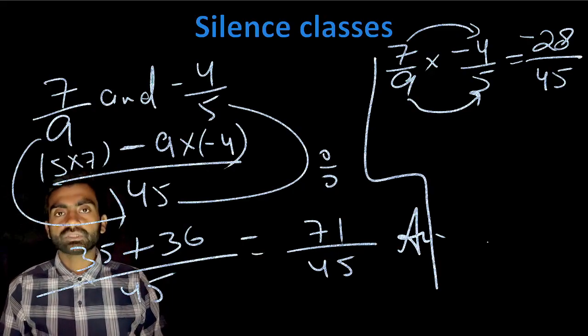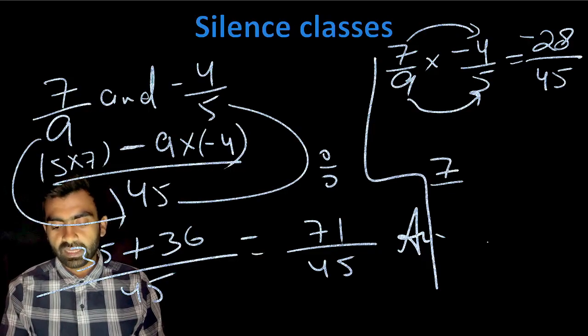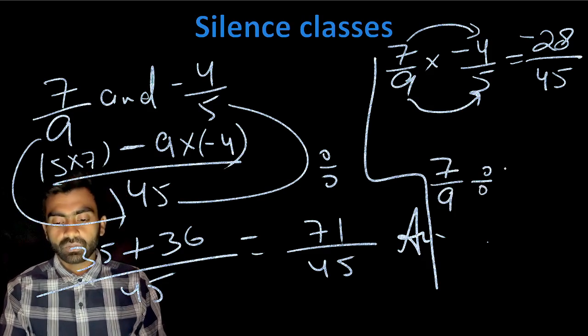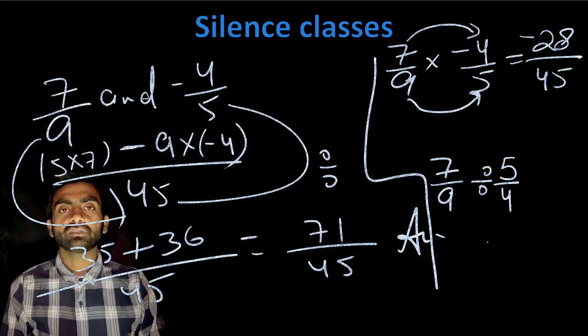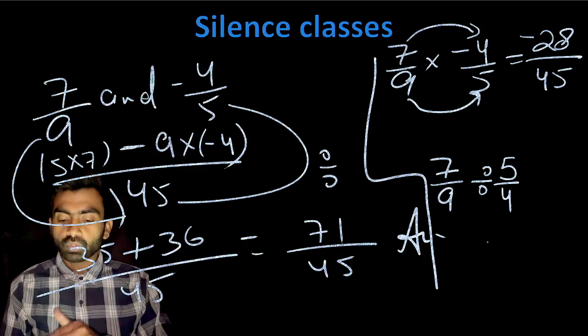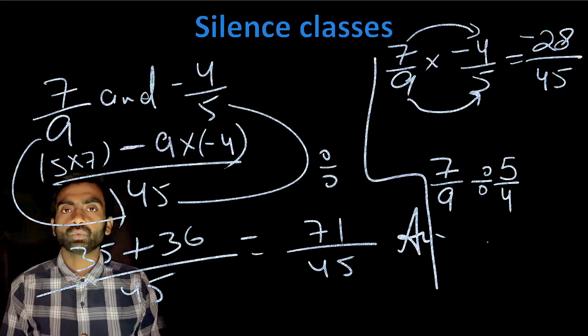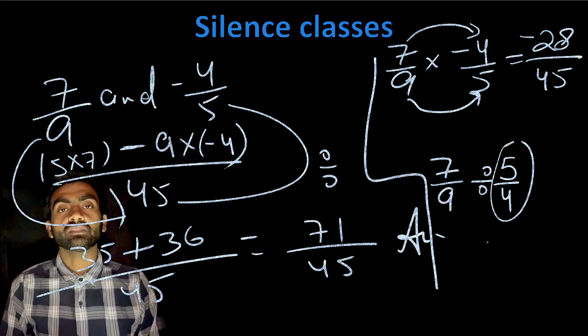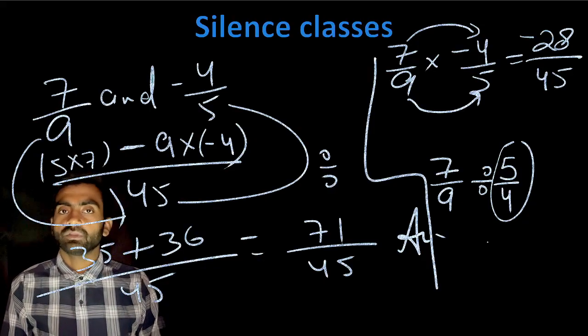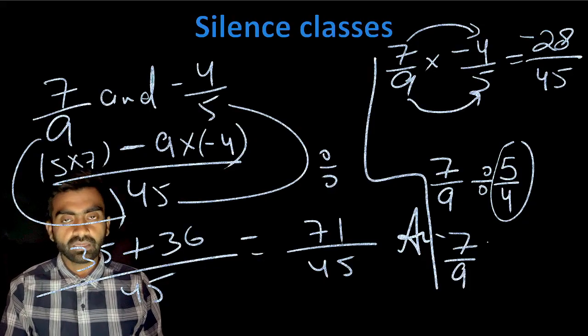Now if the question is asking divide, means 7 upon 9 divided by 4 upon 5, or we can say 5 upon 4 is here. So we have to convert this division sign into multiplication. To convert this division sign, we have to take the reciprocal of the rational number which is on the right hand side, means we have to write it down: 7 upon 9 multiplied by 4 upon 5.